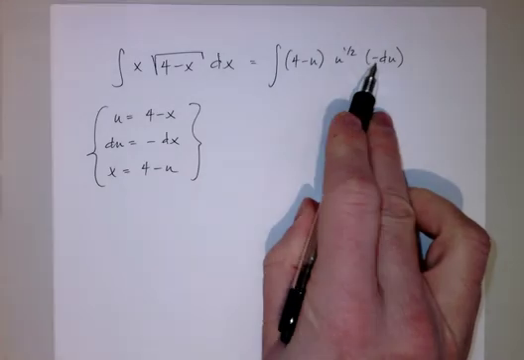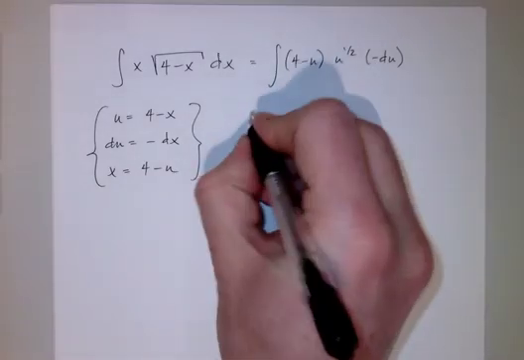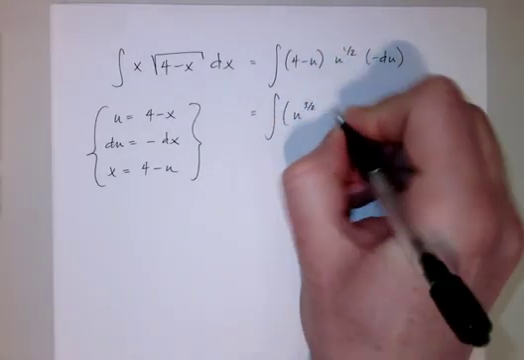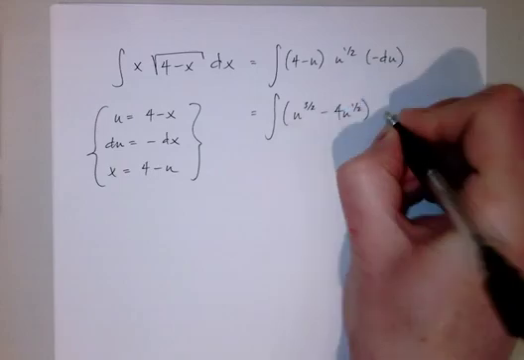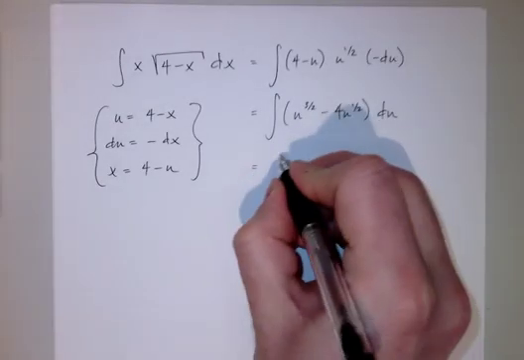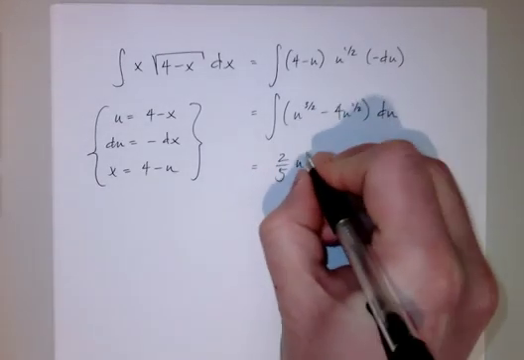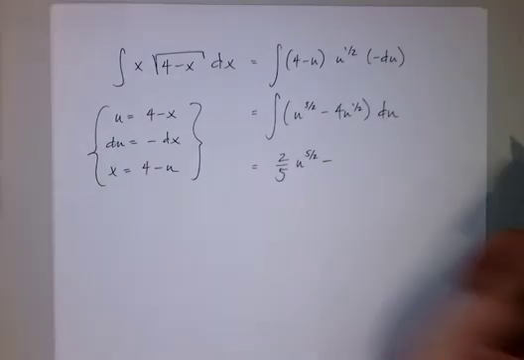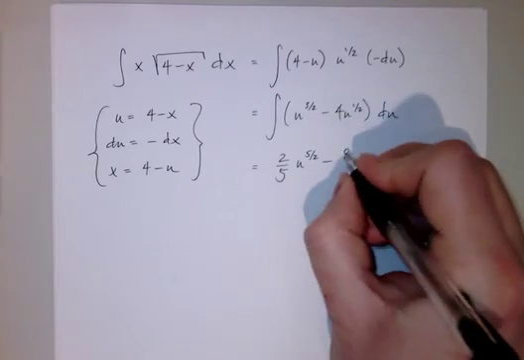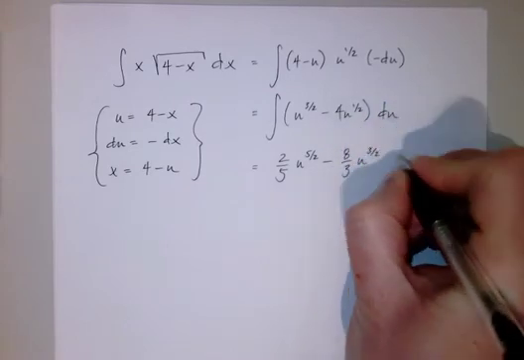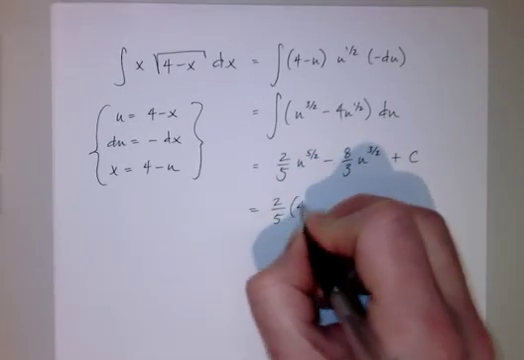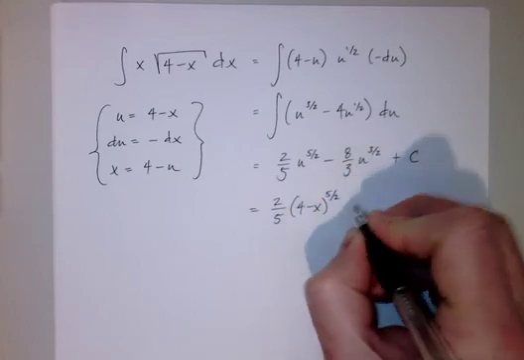Now, of course, that negative can be used to turn that around as I'm distributing, and I'm going to wind up getting u to the 3/2 minus 4u to the 1/2 du. From here, it winds up being rather simple. You're just sort of undoing the power rule. So that's going to be divided by 3/2, so multiply by 2/3, times 4 is, of course, 8/3. And from here, you just plug that binomial radicand back in.